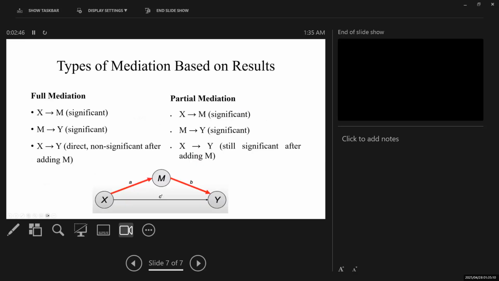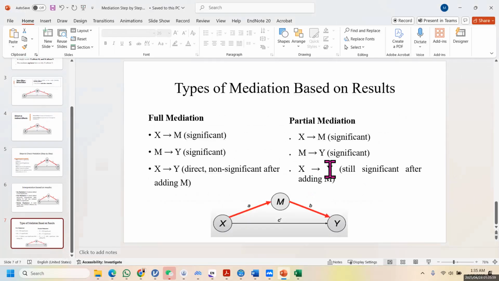Types of mediation based on your result. Full mediation: X related to M is significant, M related to Y is significant, and the direct effect, that means c prime, between X and Y is not significant. That is called full mediation. But partial mediation is when X related to M is significant, M related to Y is significant, and the direct effect between X and Y is also still significant. That is called partial mediation. Okay, let's go to the next slide.